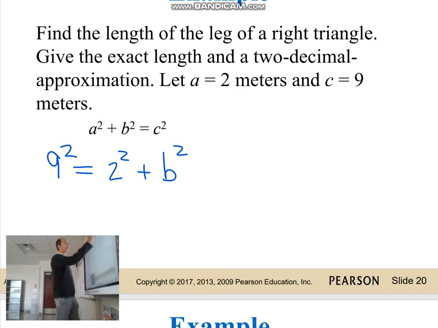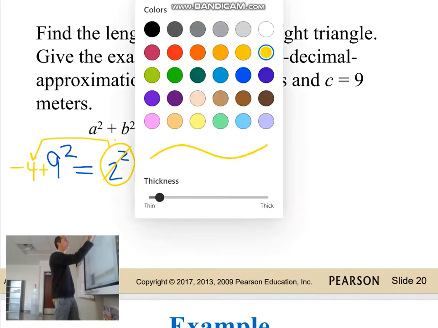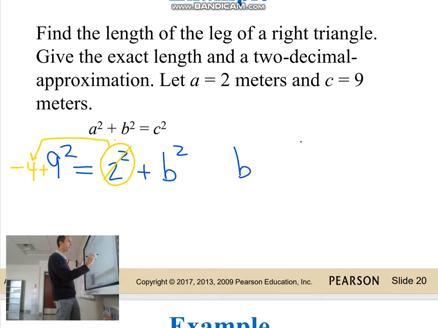And you can move this, apply the addition property of equality. So you're going to subtract, 2 squared is 4, right? Subtract 4 on both sides of the equation. And you can switch sides. That's not a problem. It doesn't change anything. You can switch sides.